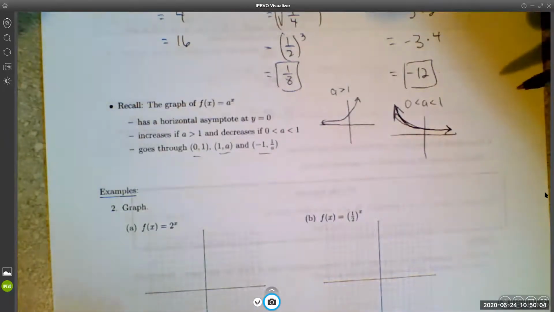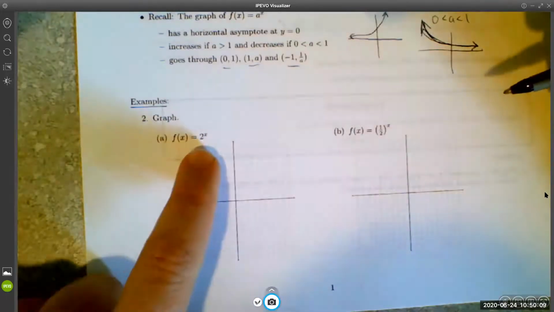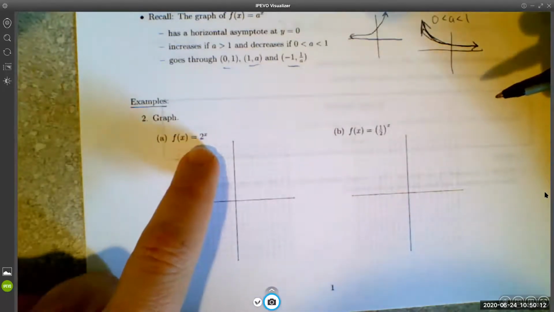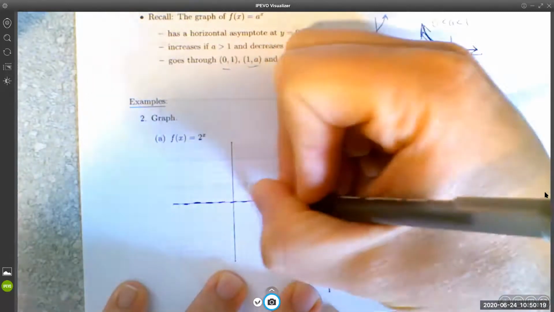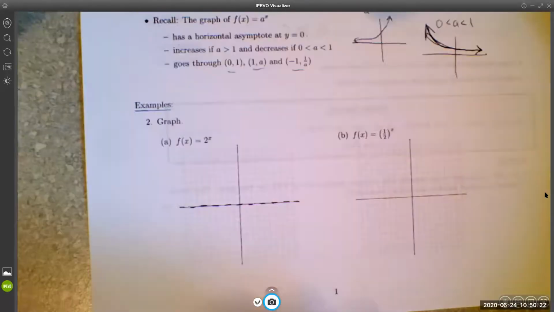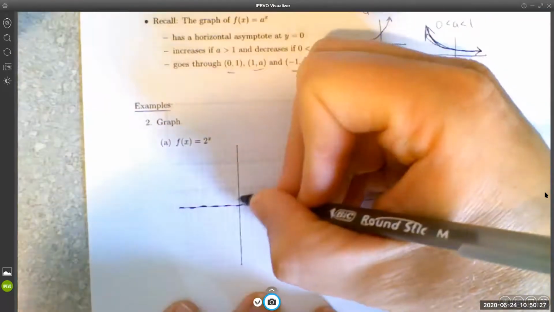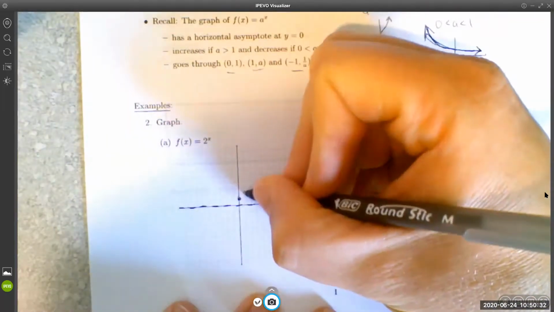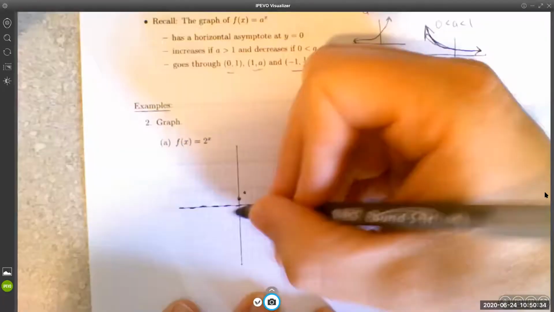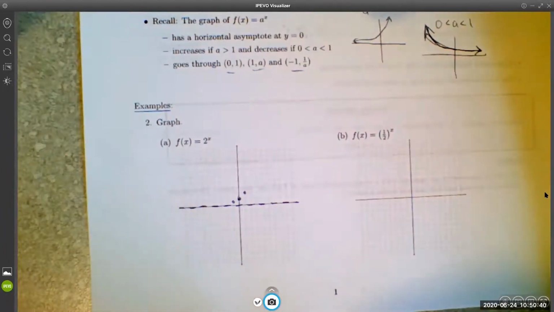So let's practice a little bit, right? Let's graph f of x equals 2 to the x. So we're not doing any kind of transformations here. So the horizontal asymptote at y equals 0 should still be there, right? So we've still got a horizontal asymptote here at y equals 0. And then this function is going to go through the point (0, 1), (1, a), and a in this case is 2, so it's going to go through (1, 2). And then (-1, 1/a), so it's (-1, 1/2) in this case. That gives you some notion for what the function looks like.